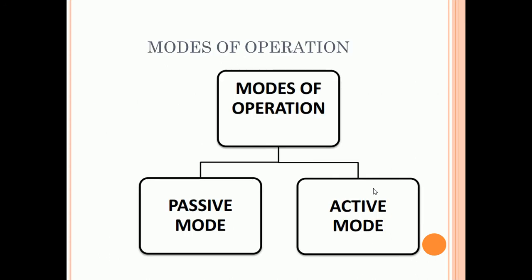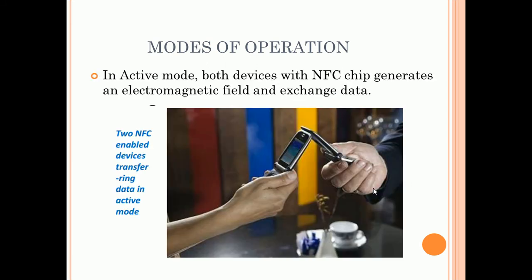There are basically two modes of operation in NFC: passive mode and active mode. Now, in active mode, both devices with an NFC chip generate an electromagnetic field and exchange data. Here in the diagram we can see that two NFC enabled phones are connected with each other, and the data transfer is going on.